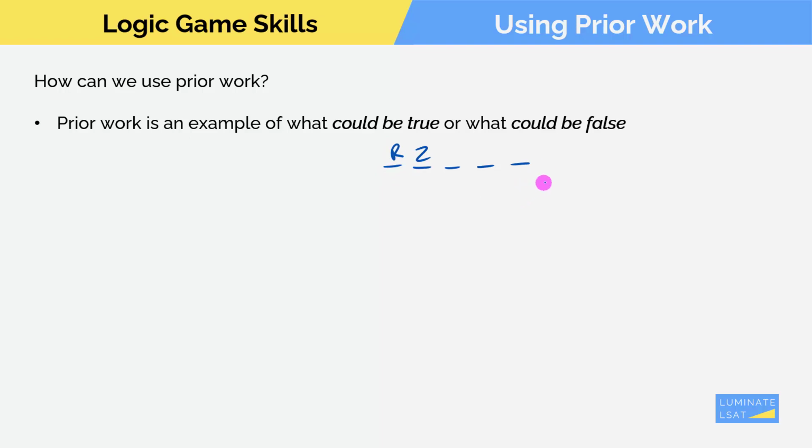So that's the sense in which prior work proves what could be true, but it can also prove what could be false. Now, there are a couple of questions where this kind of information is the most useful, and the first kind is universal list questions. These are questions that are asking us which of the following is a complete and accurate list of something across all the different possibilities. Here's an example.